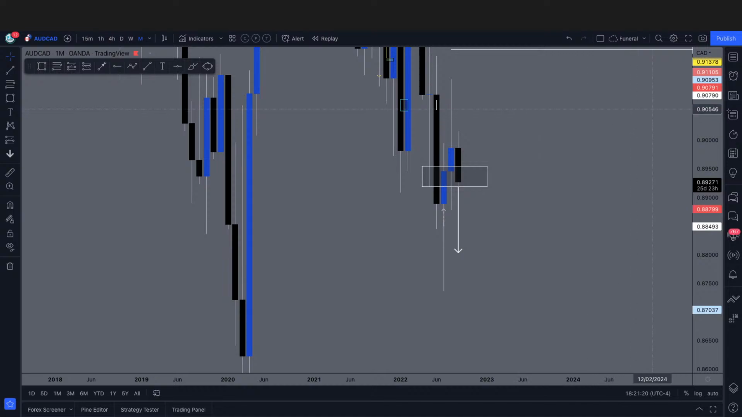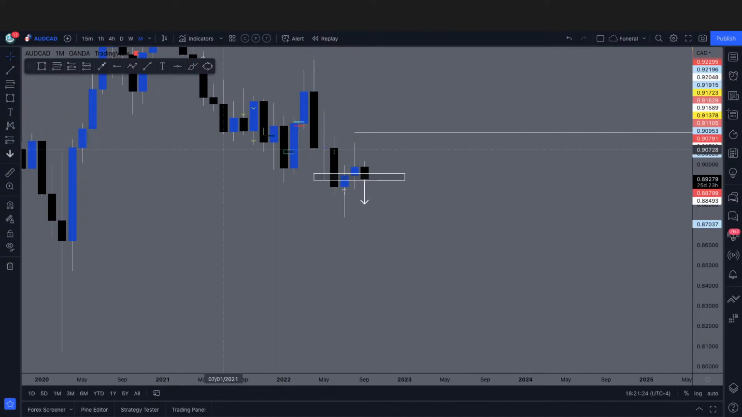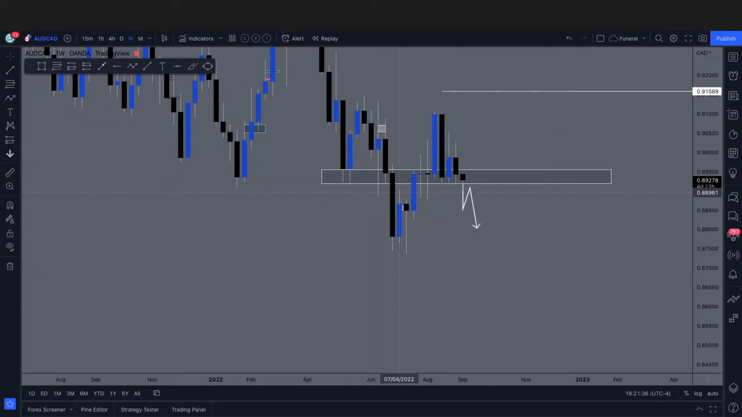Now I'm going down to the monthly on AUD/CAD. It is setting up quite nicely for a monthly TMCP to the downside. We have the impulse here, the retracement, and then we are starting the impulse to the downside, and that is on the monthly. On the weekly, we are at previous structure support that is acting as support once again.